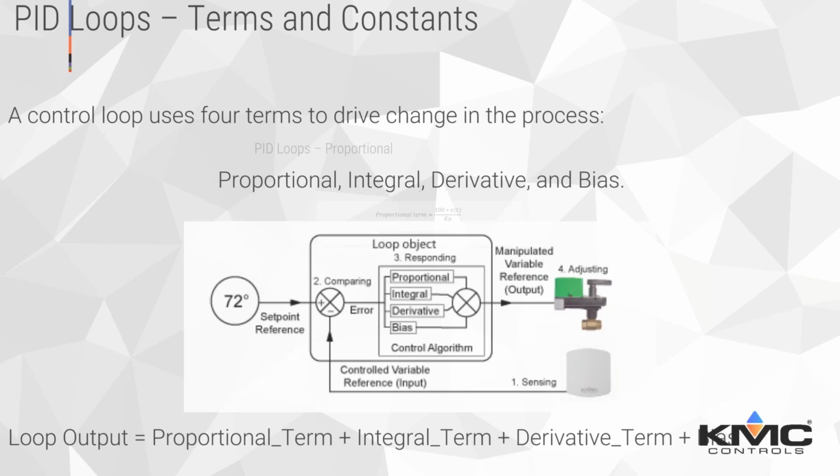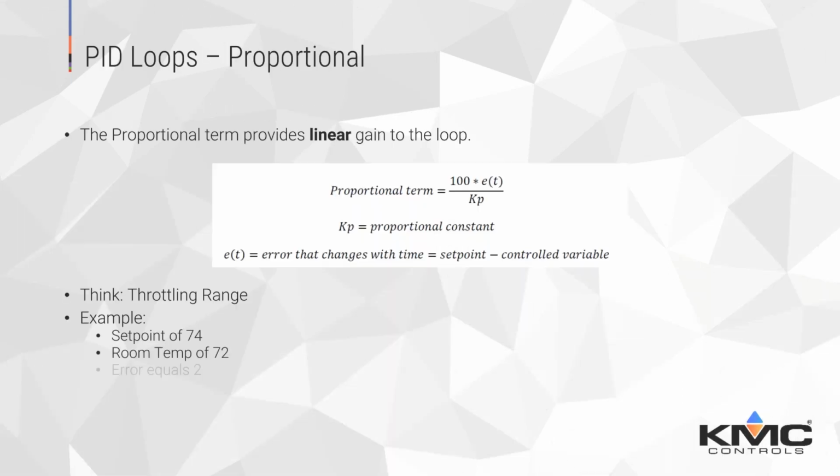So let's look a little bit deeper at each of these constants so we get an understanding of what they're trying to do. Proportional would be the most common. With proportional, the proportional term provides a linear gain to the loop. So the greater error I have, the greater the proportional term or constant gets applied to the output.